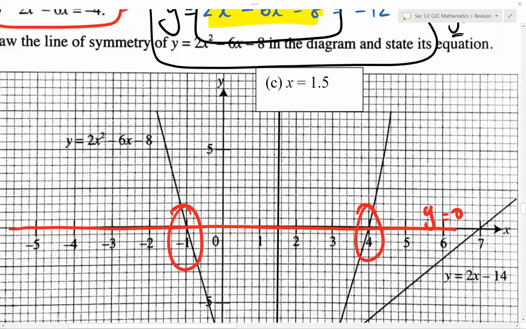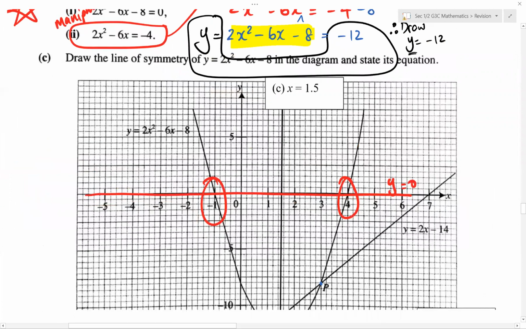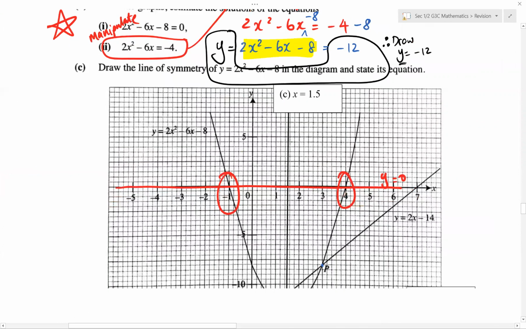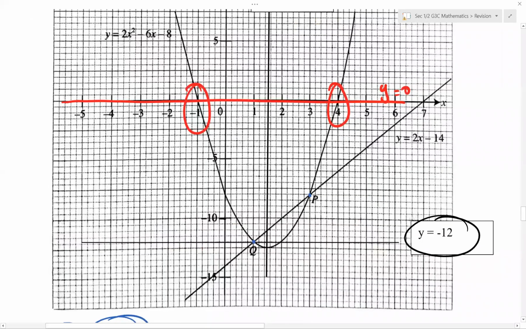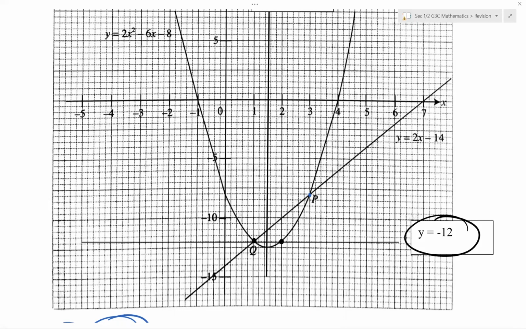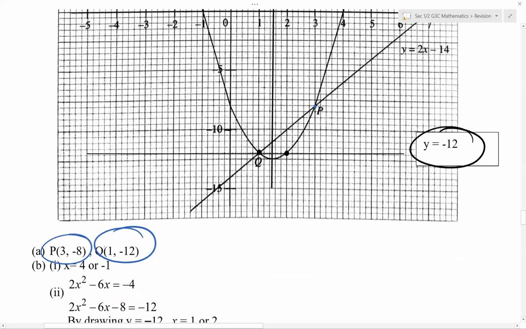So this being -10 is over here. So this horizontal line, y equals -12. Label it because there are a few lines that you're drawing. Make sure the marker knows what you're drawing. So drawing the line y equals -12, you search for the points of intersection again with the curve. It appears to intersect very nicely at point Q as well as this other point. So whatever the x coordinates are will be the solution. So in this case, x equals 4.